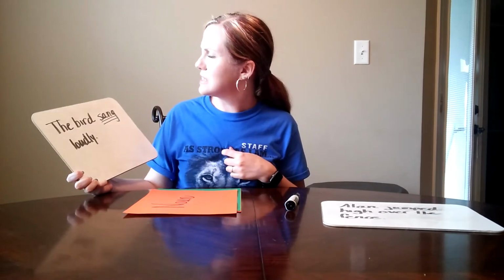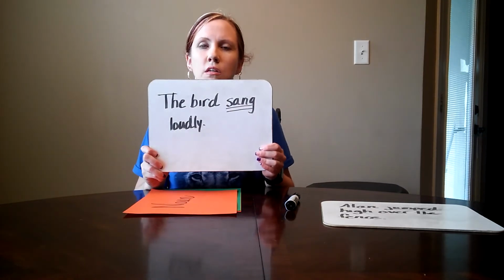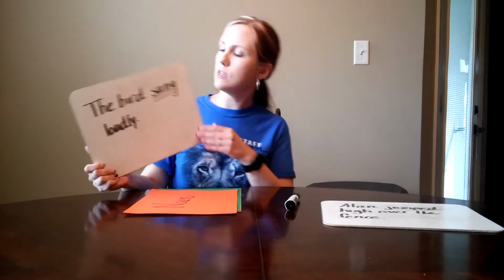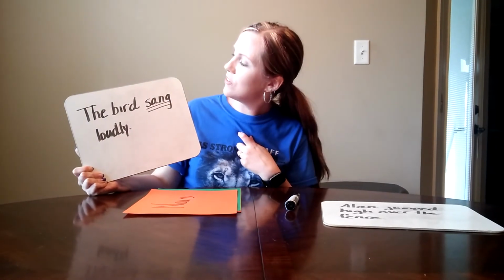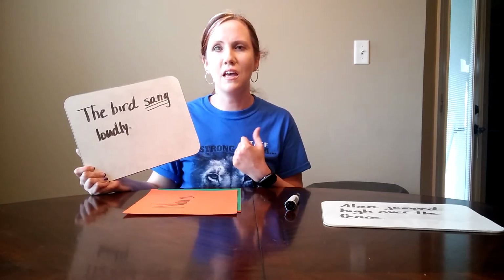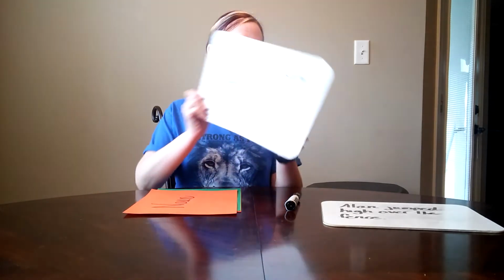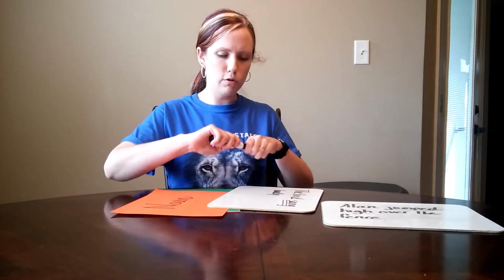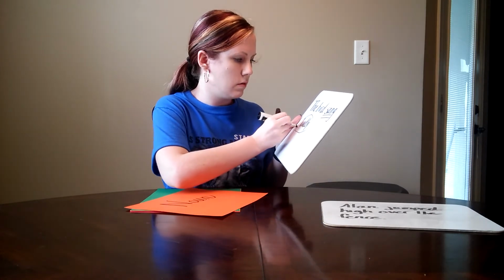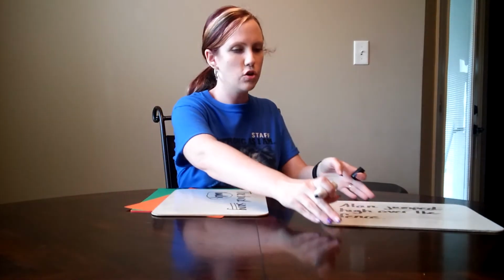So our first sentence says, the bird sang loudly. So we're going to look at the verb, and remember we always underline our verbs 2 times each. So you can see that I have underlined sang 2 times. And then when we see the verb, we're going to say sang how. And then that is going to tell us that the adverb is loudly. So you're going to circle your adverb. The bird sang loudly.